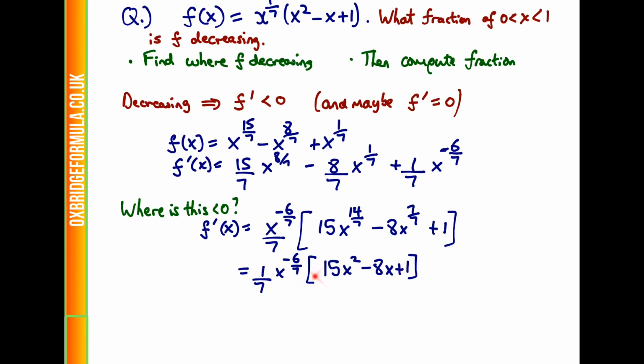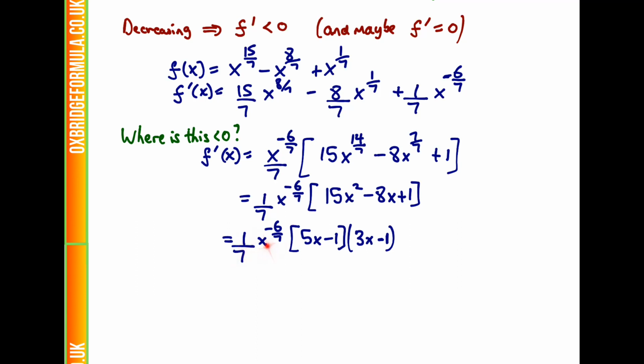So we have a quadratic here. What's the first idea you might think? Well, when you see a quadratic, maybe you think about factorising this. And we notice that we can factorise this as precisely 5x minus 1 and 3x minus 1. Okay, so we've now got a product of three things, and we need to work out when this is less than 0. Because we're on the interval x between 0 and 1, we know the x to the power of minus 6 over 7 factor is always going to be bigger than 0 on our range. So we need the quadratic to be less than 0 for our inequality to hold. So when is this product less than 0?